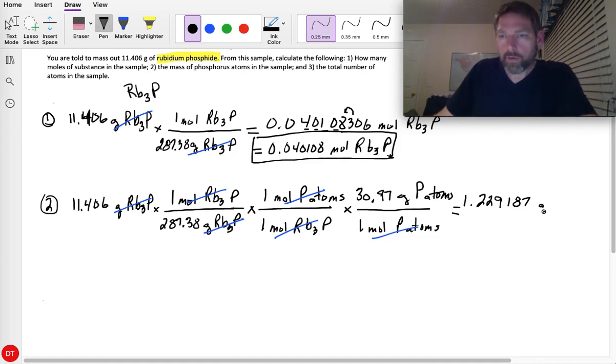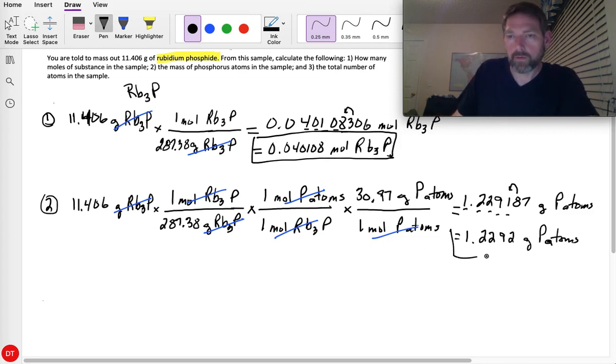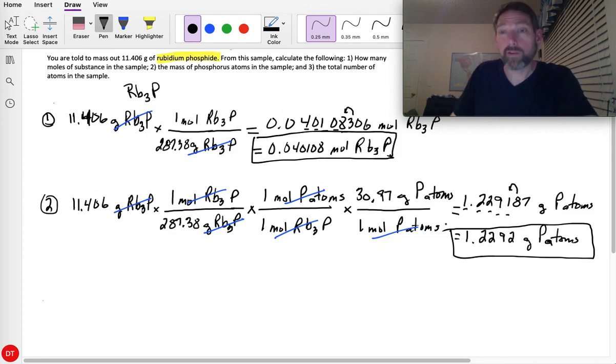And then, of course, that would be grams of phosphorus atoms. So 1, 2, 3, 4, 5 sig figs. That 8's going to round that up. So that's going to give us 1.2292 grams of phosphorus atoms. And we've got ourselves an answer, ladies and gentlemen.